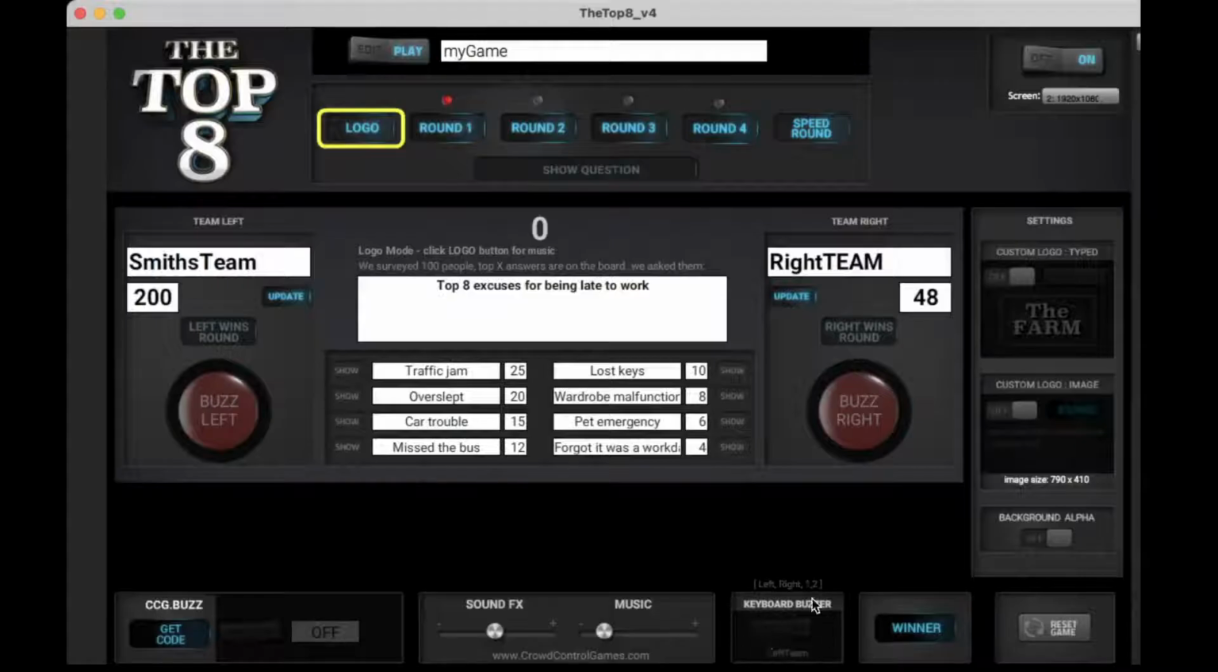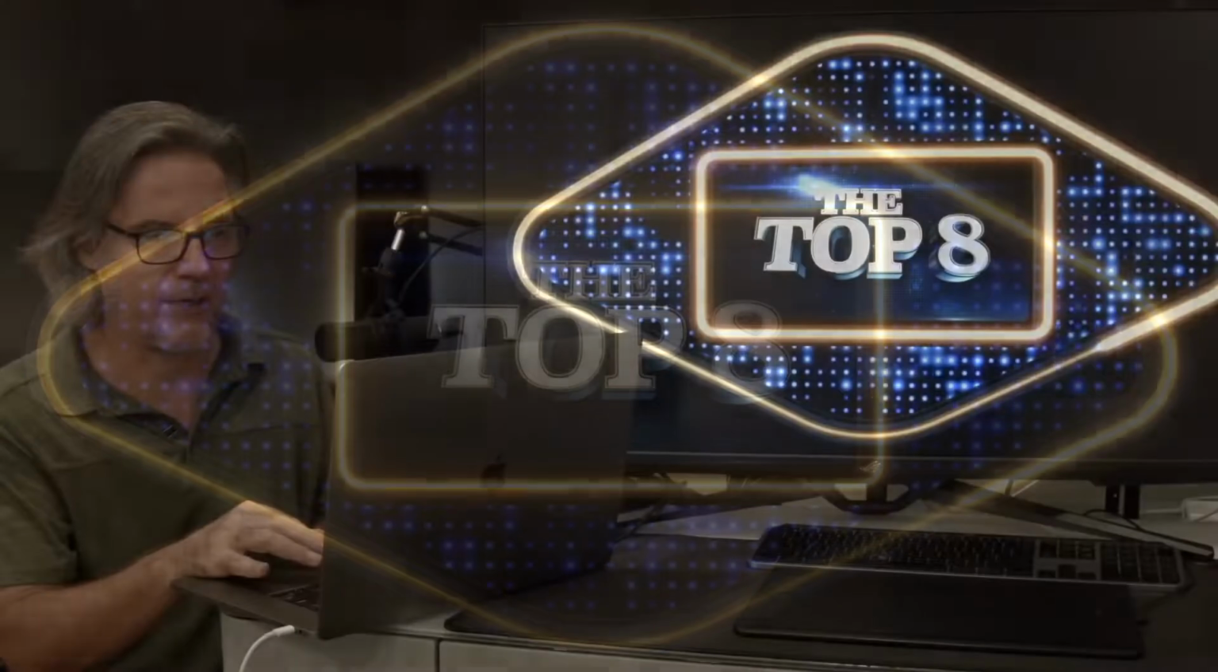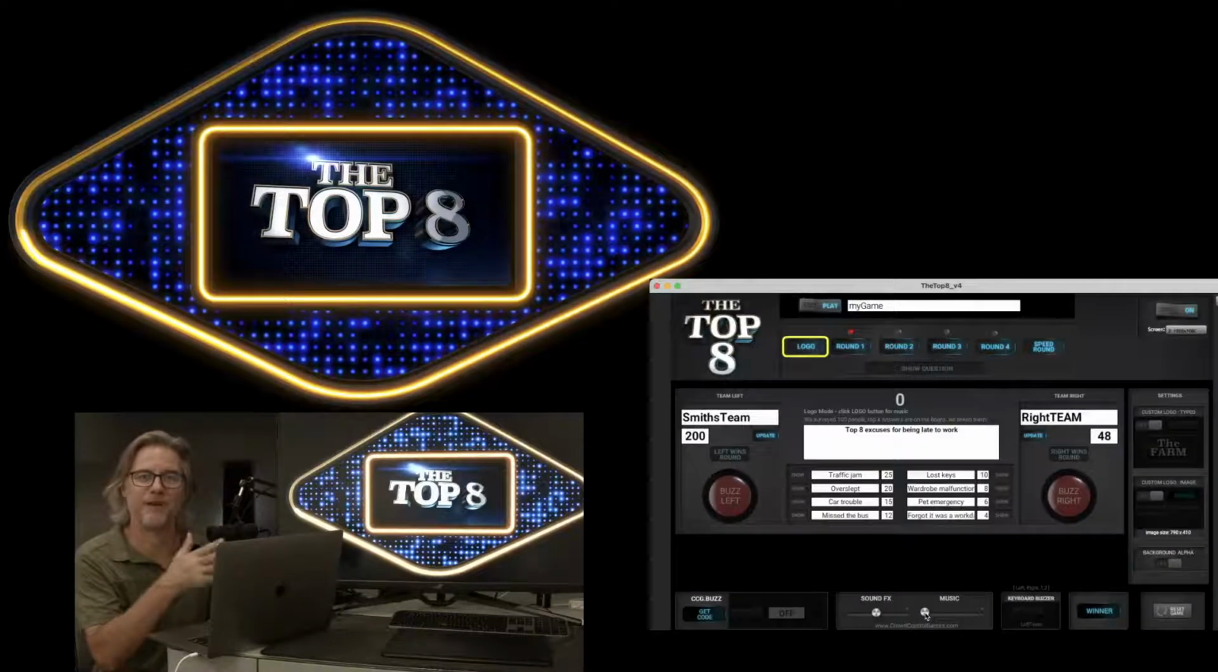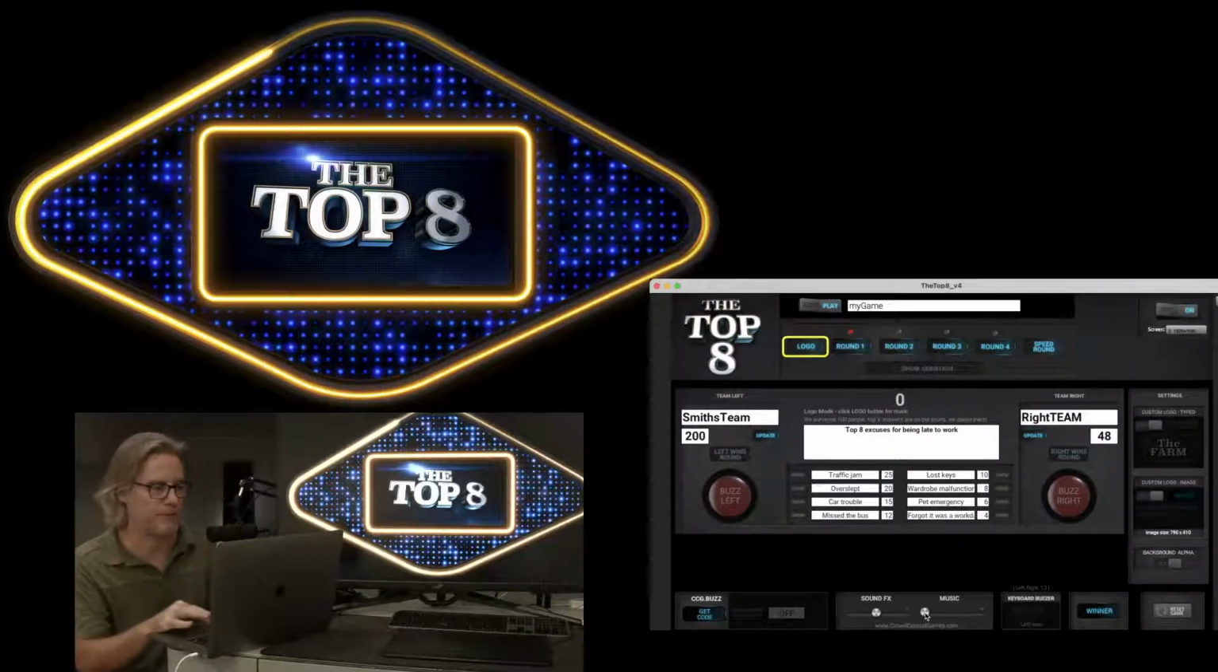When you're playing, the keyboard buzzers are right here, and we've got the audio sliders left and right here. We separate the music and the sound effects. That way, if you want to have your own custom music, you can just turn the music all the way down, and you can play your own music, but the sound effects will still keep on playing. So that's why we've split them like that.